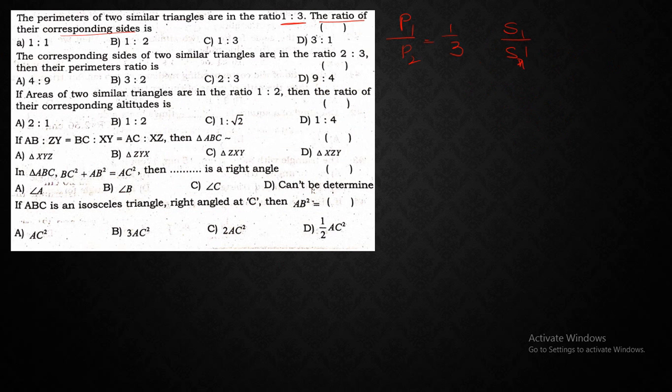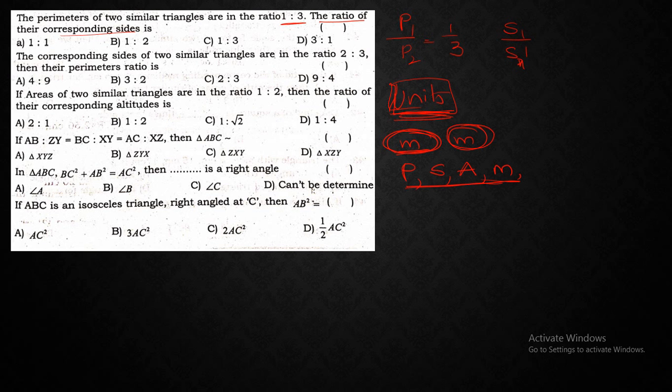Simply, you can remember this by making use of units. What are the units of perimeter? Suppose I consider meters, so perimeter is taken in meters. The same way side is also in meters. If I consider the unit as meters, then perimeter is taken in meters, side is taken in meters, altitude is also taken in meters, median is also taken in meters. So these are all taken in meters, right?